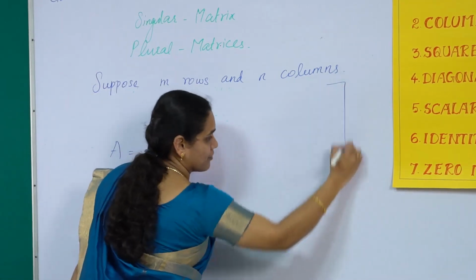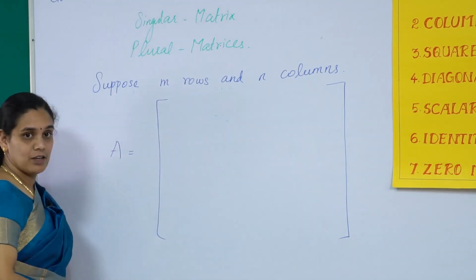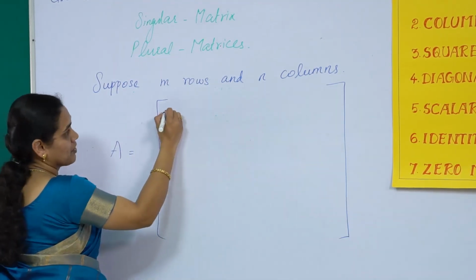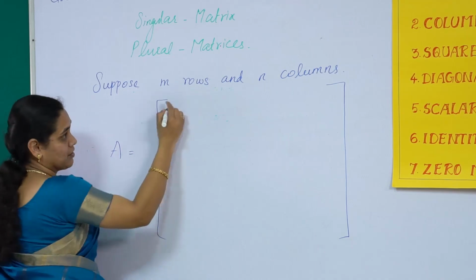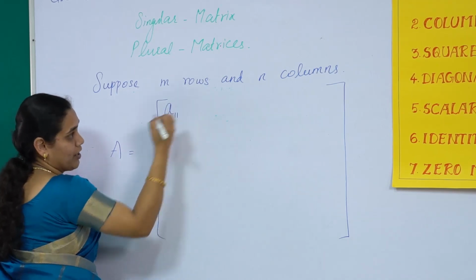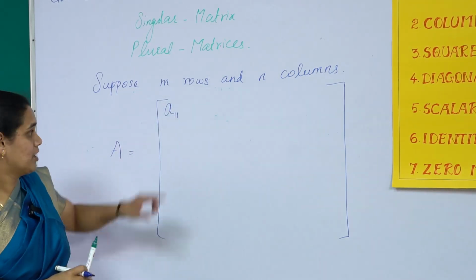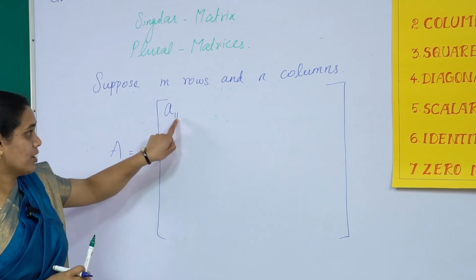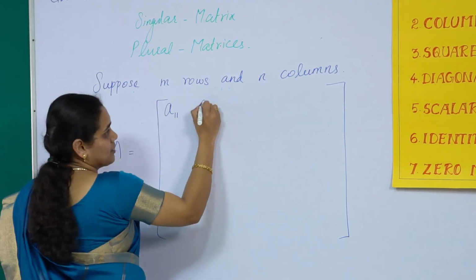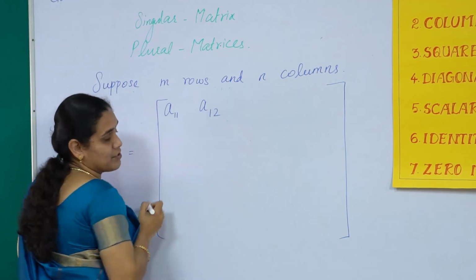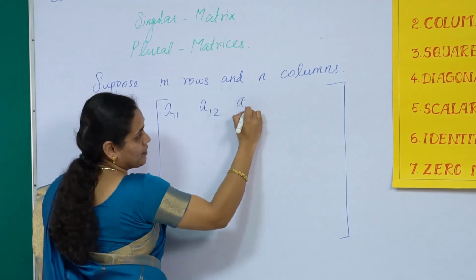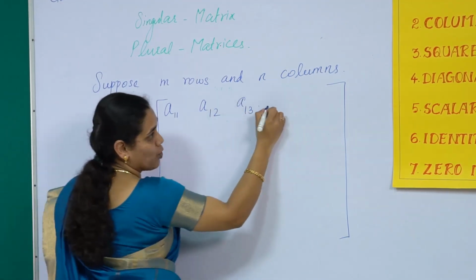Since it's going to have m rows and n columns, it's going to be a bigger matrix. What can be the first element? A11, because this is the element in the first row and the first column. The second will be first row, second column. Then first row, third column, and so on.